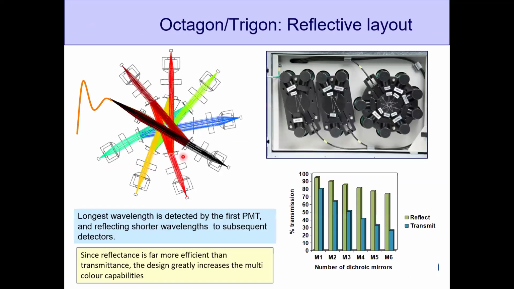So also, in this octagon and trigon pattern, what happens is, first, the wavelength which is higher, which has the lower energy, will hit the first detector. And then another detector which is lower than that, then another detector which is lower than that, then another detector which is lower than that. So there will be a conservation of energy.